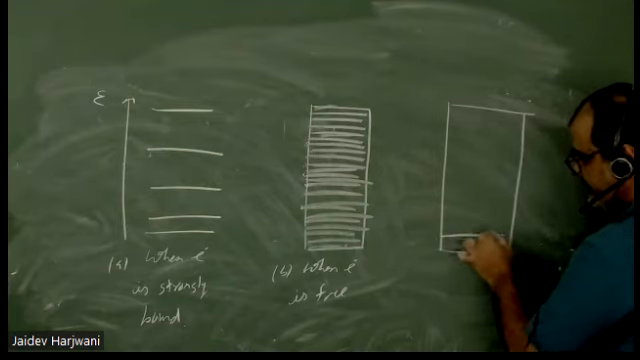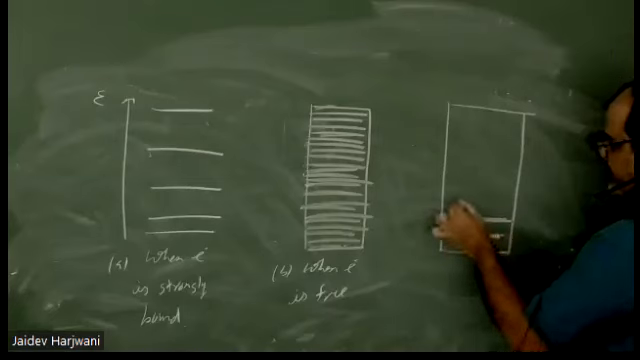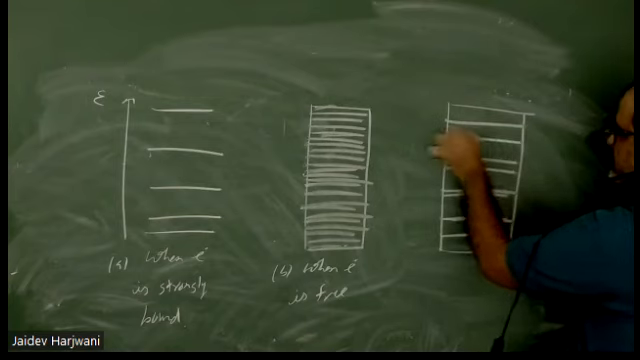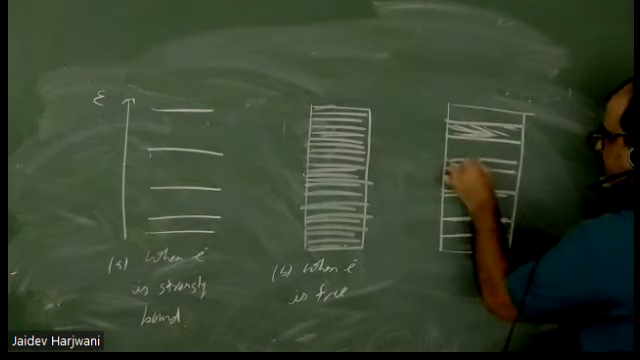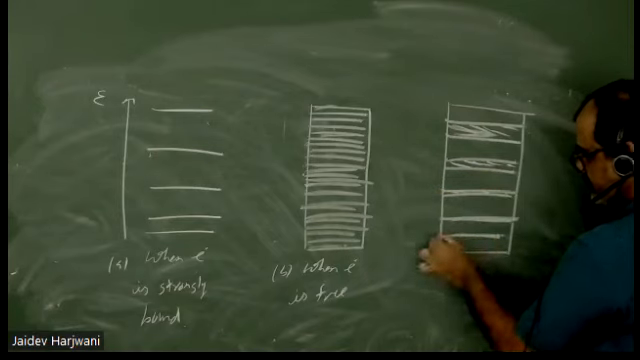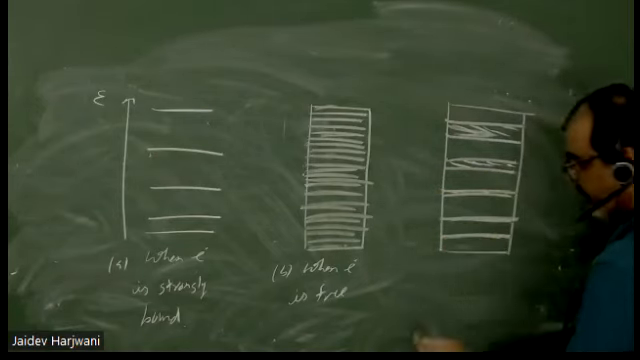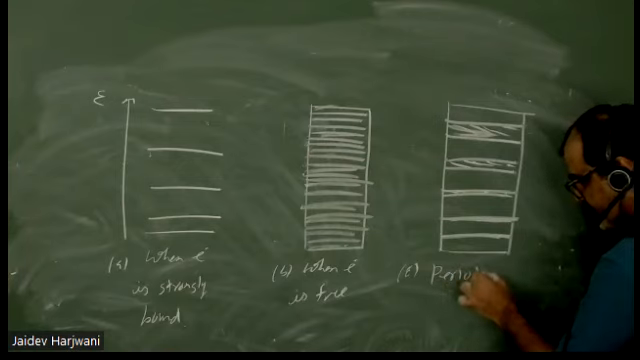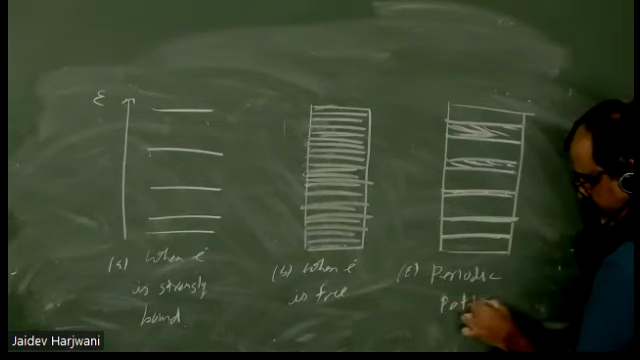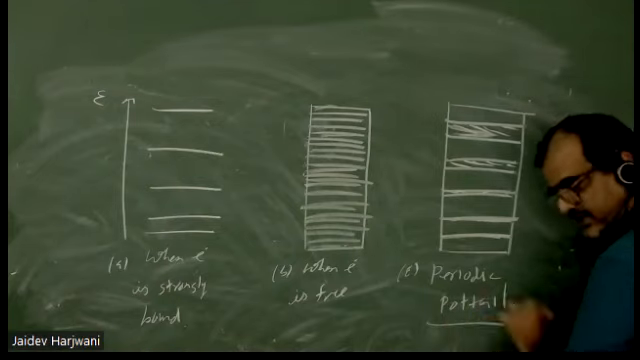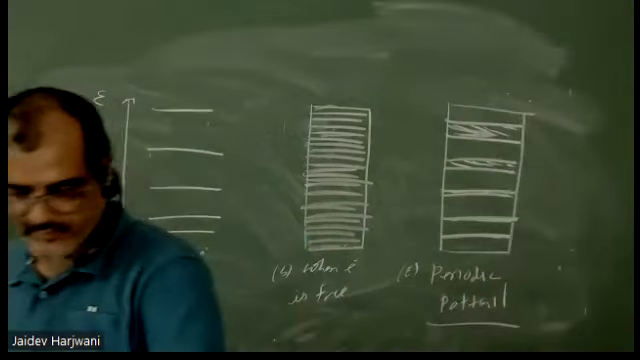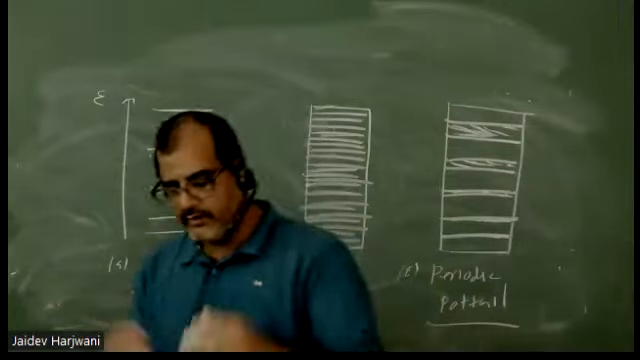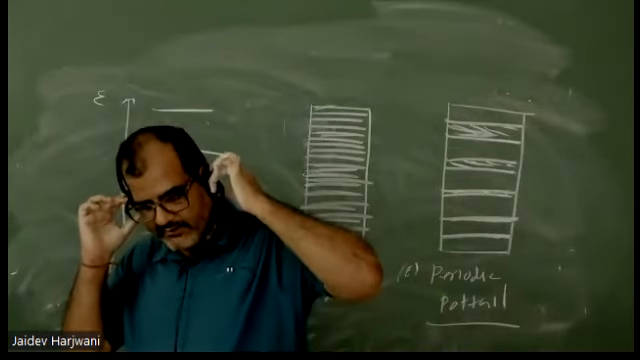The lower bands are affected less quickly. So you'll get these bands when the electron is in a periodic potential. See, we are not doing much mathematics in this band theory, because that will take too much time.